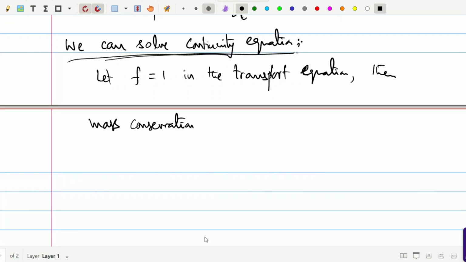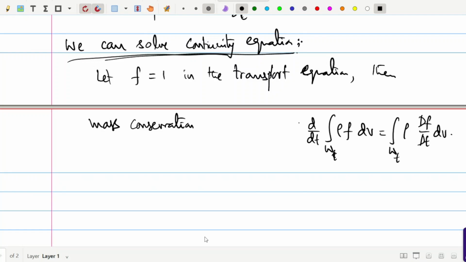So if you take rho, you have one version of the transportation theorem, that is d/dt of the integral over Wt of rho f dv equal to the integral over Wt of rho times df/dt dv. This is one version of the transportation theorem. You understand, right? If you take f equal to 1, basically what you are seeing is one definition of your rho, that is a mass. Rho dv; volume changing is incompressibility.